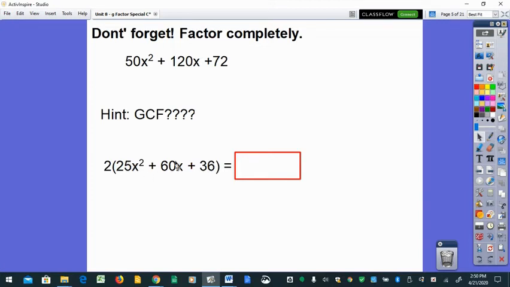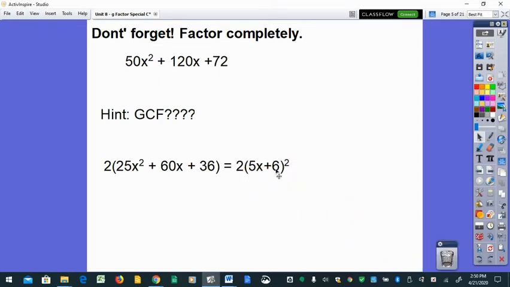5x times 6 is 30x, and double it. This is a perfect square trinomial because you've got that 30x on the outer, and a 30x on the inner to give you the 60x. So this is going to be identical twins. They'll both be positive. 5x on the front, 6 on the back, and the 2 comes along for a ride.